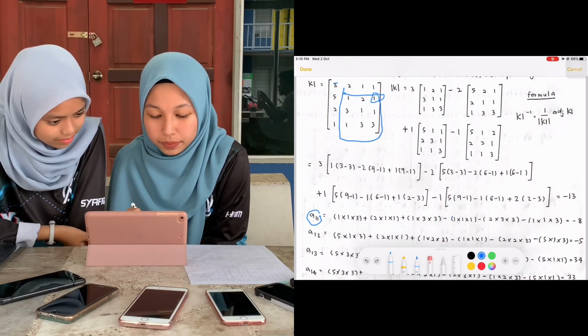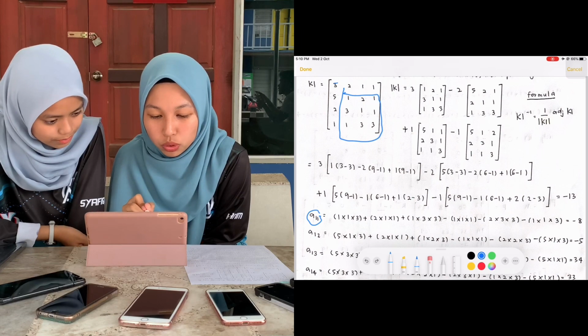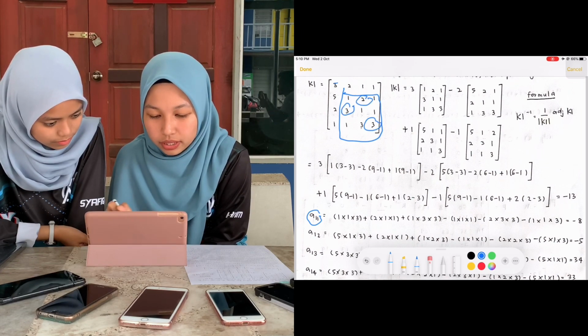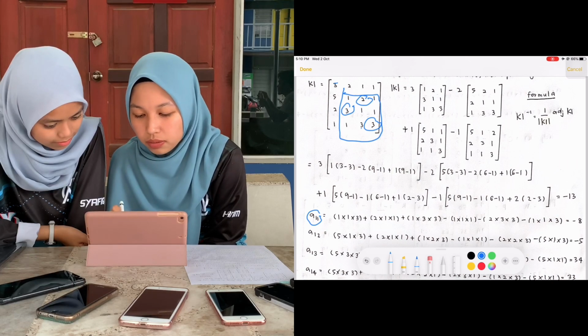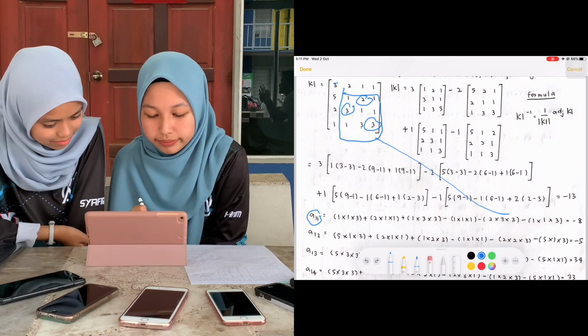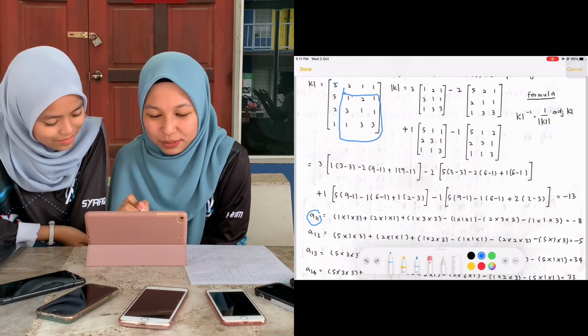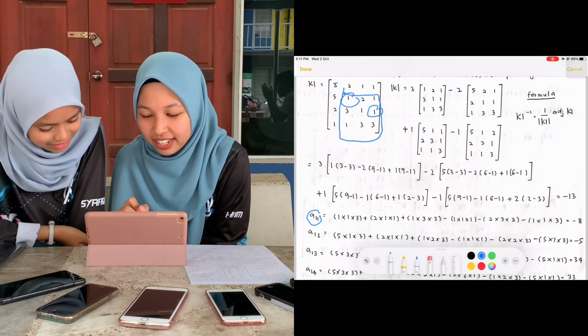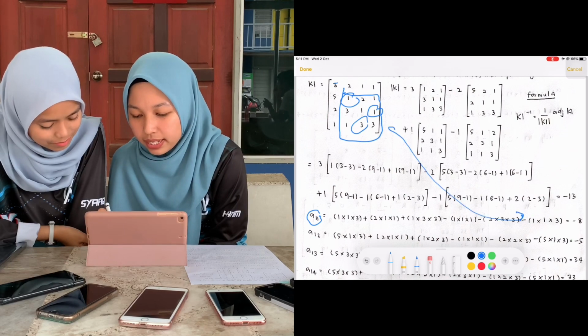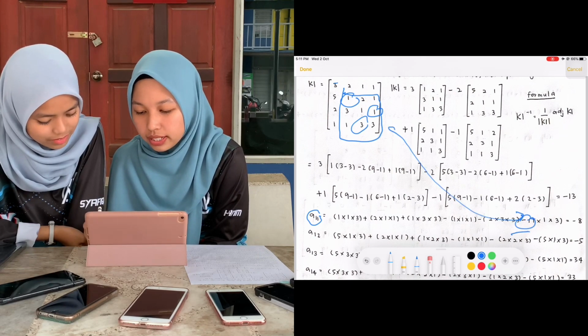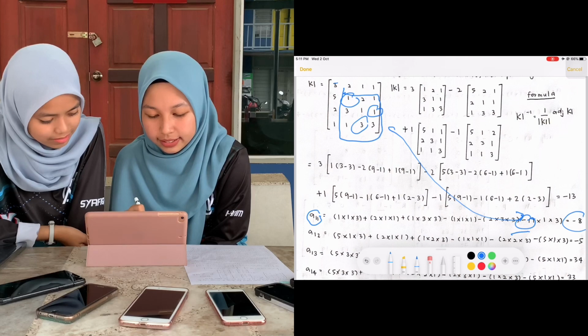After that, proceed to 2 times 3 and then times 3. Not this 3, but this 3. And then we got it. We go like this. And the last one, we times 1 with 1 and 3, and we got like this. Don't forget the minus symbol. So we got negative 8.